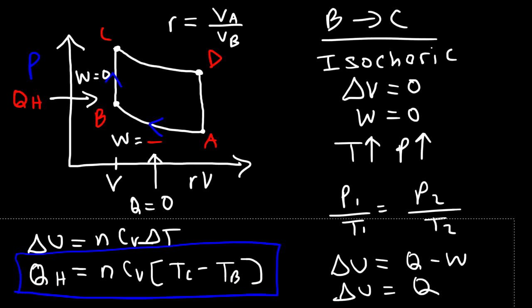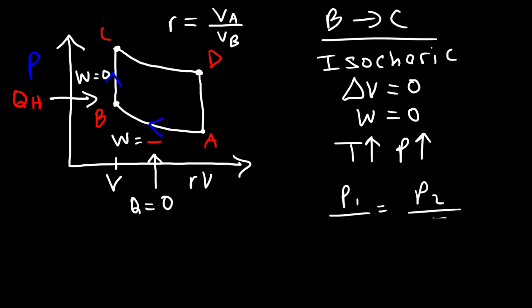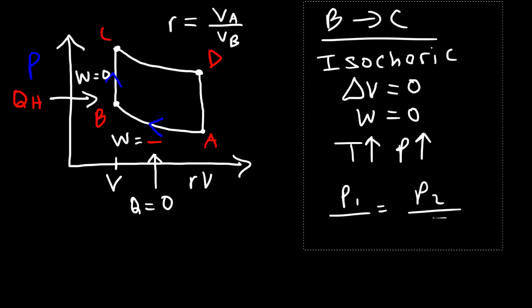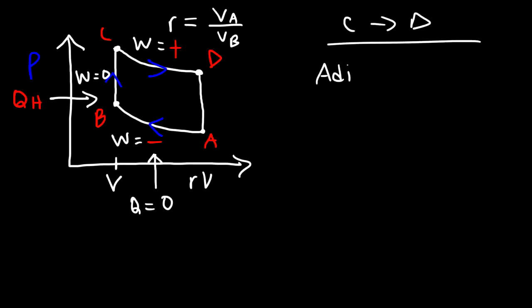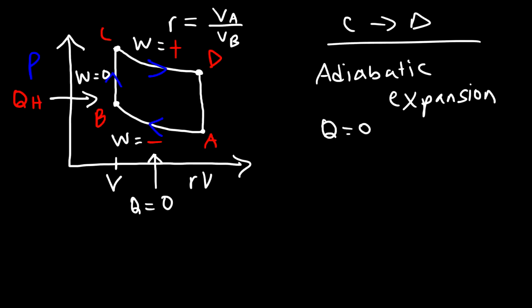Now let's move on to the next part. So this time we're going from C to D. So the gas is expanded. So the work done is going to be positive for any type of gas expansion. So as we go from C to D, this is an adiabatic process, specifically an adiabatic expansion. And so once again, Q is 0.